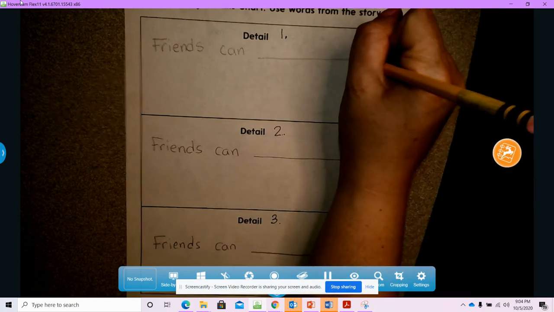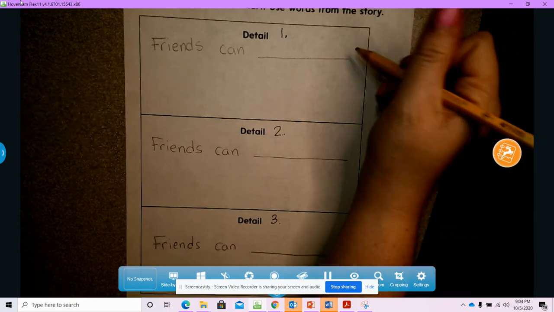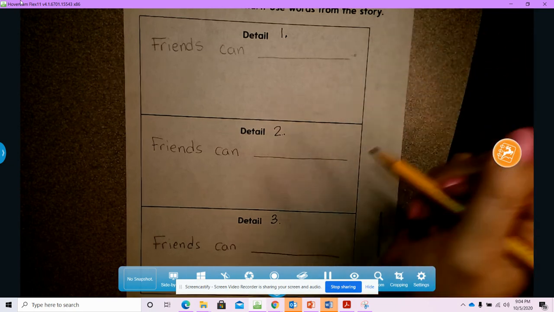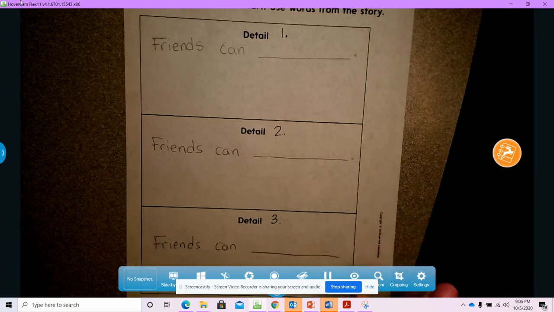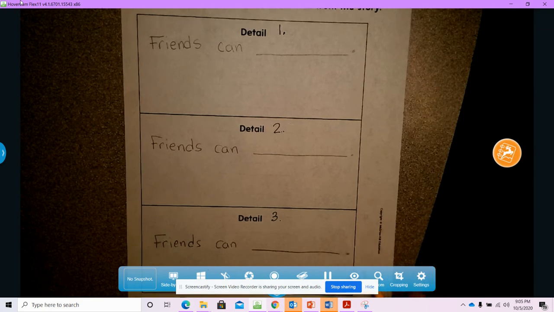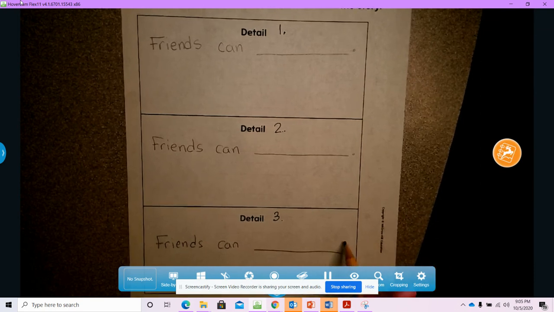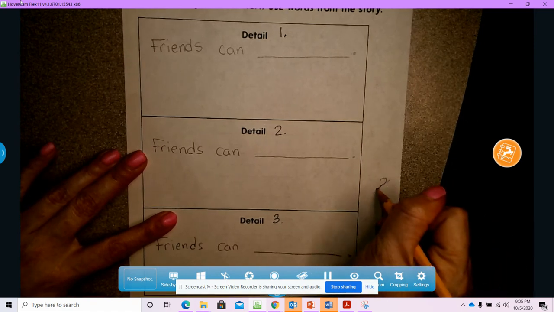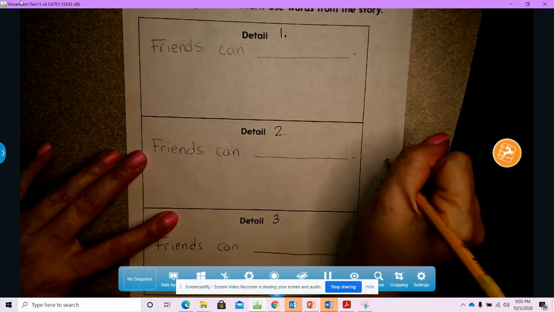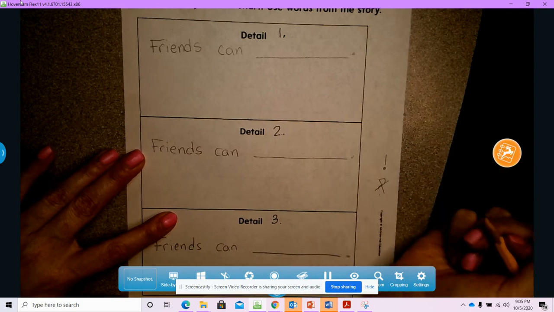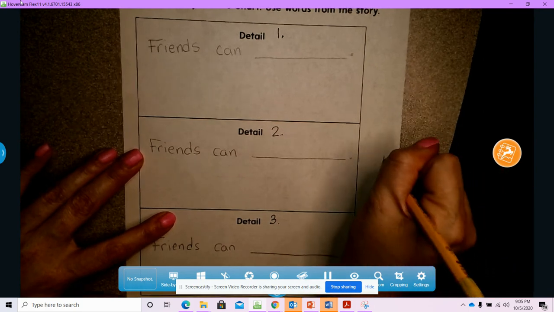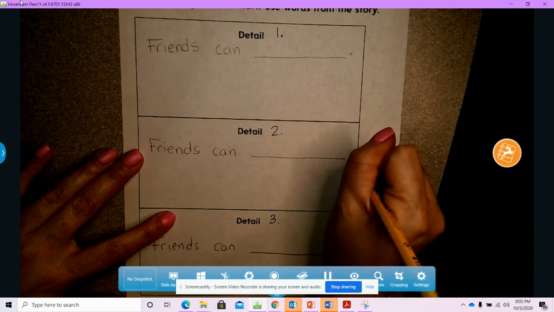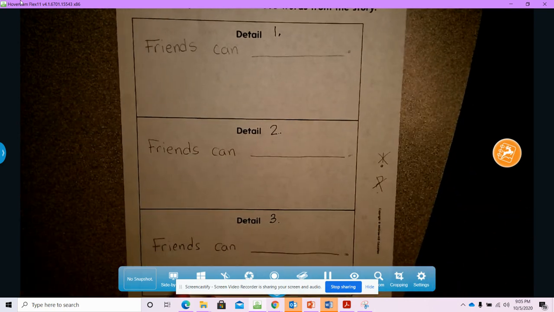Now, remember we need punctuation, so when you're done with your sentence, you're going to end with a period. Because these are sentences, these are statements. We're not really asking a question here, are we? No, so we don't use our question mark. And we're not saying it with a lot of enthusiasm, so we're not using our exclamation mark. We're going to use periods for our punctuation. Okay?